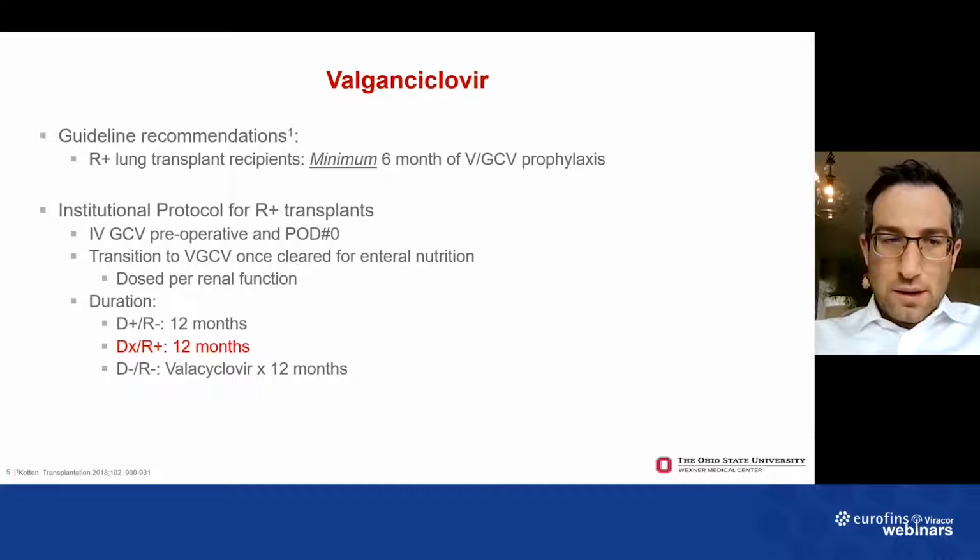Looking at valganciclovir a little bit closer, we follow guideline recommendations from the infectious diseases section of the Transplant Society, which recommend a minimum of 6 months of valganciclovir or ganciclovir prophylaxis for recipient serology CMV positive patients. Our institutional protocol for these patients includes IV ganciclovir preoperatively and on post-op day number 0, and we transition to oral valganciclovir once patients are cleared for enteral nutrition. Of course, we dose this medication per renal function, and for recipient positive patients, we typically maintain them on 12 months of valganciclovir.